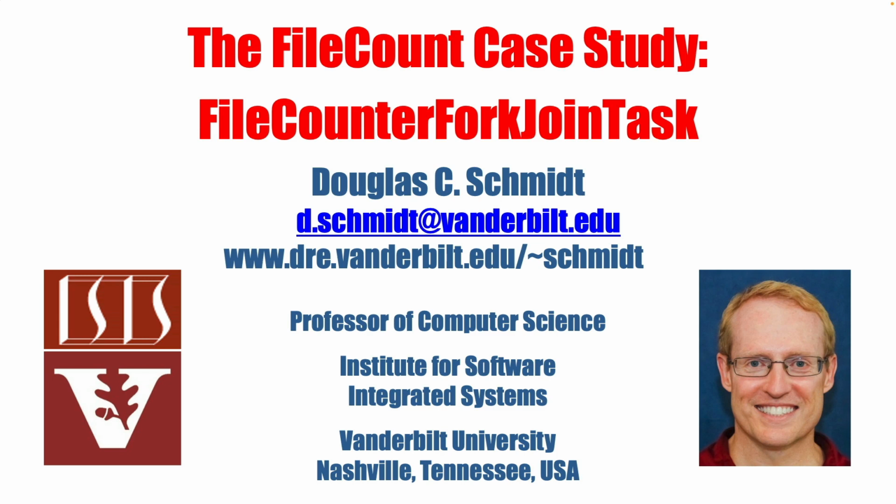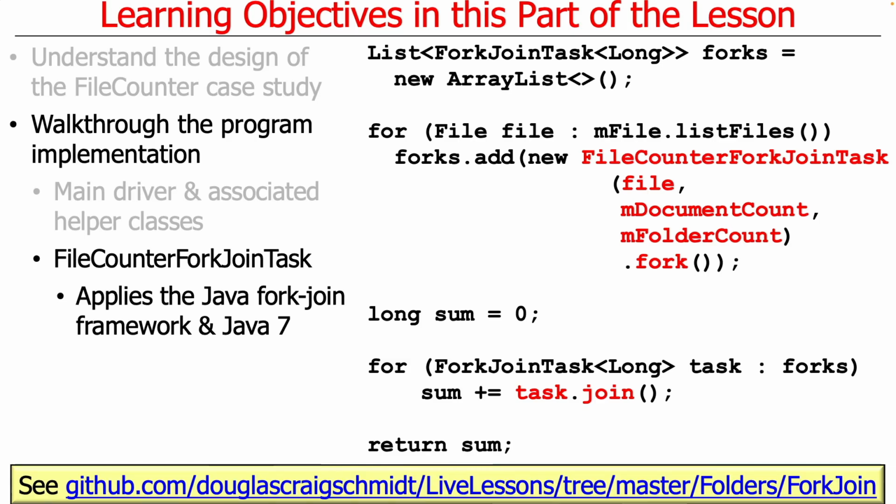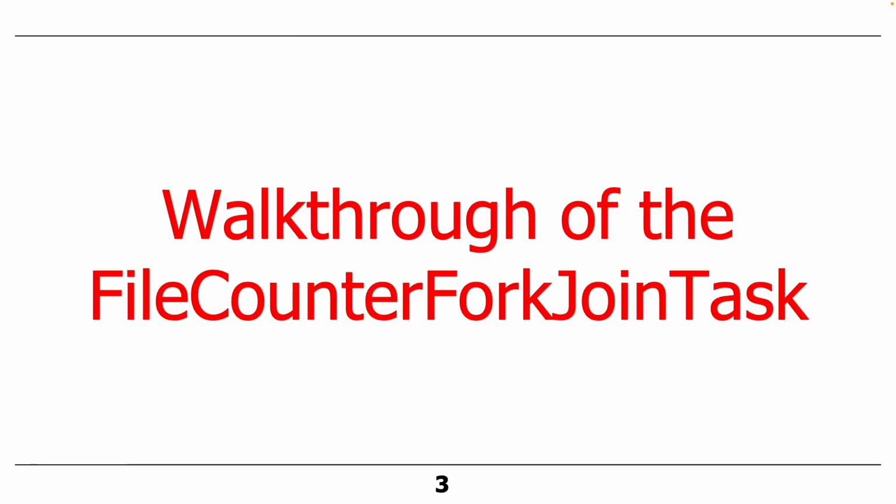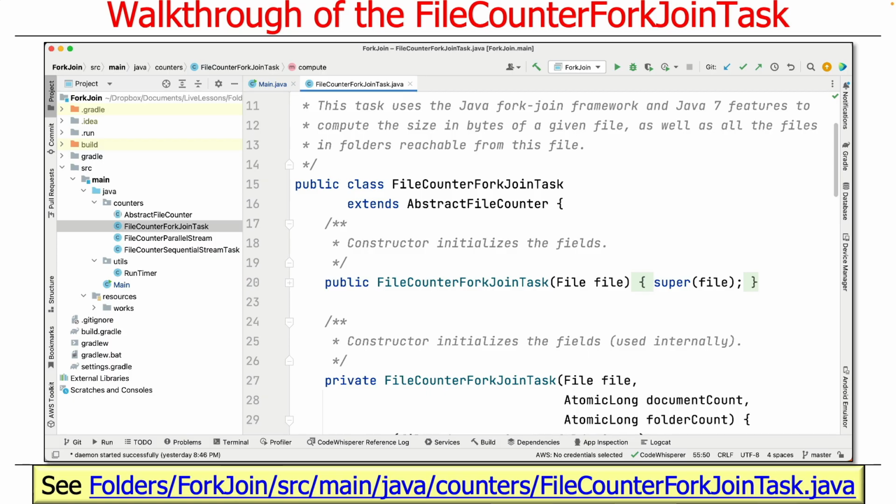We'll start by taking a look at the FileCounterForkJoinTask implementation. This particular implementation, as we're going to see, uses the Java ForkJoin framework and Java 7 with just classic object-oriented techniques. There are no functional interfaces, no lambda expressions, no method references, no Java streams. This is just a very simple way where we do some forking and joining, not unlike what you did for assignment number 1. So let's go ahead and take a look at that code.